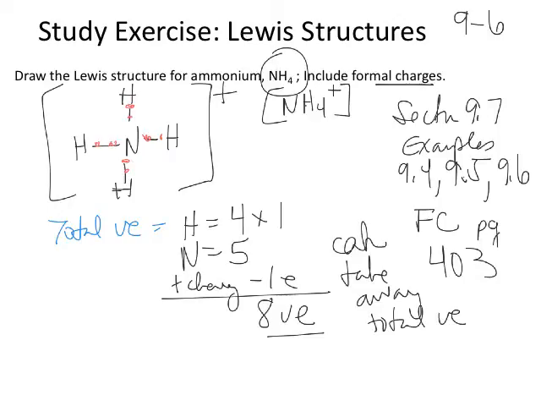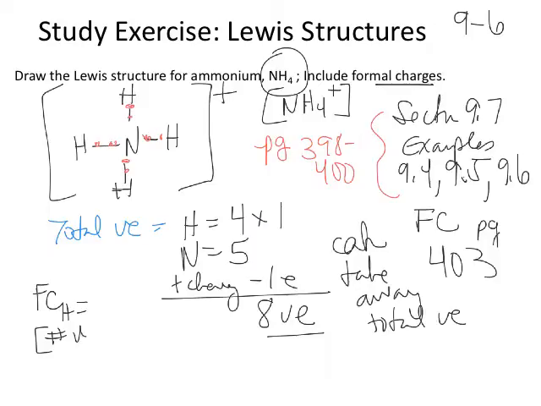Pages 398 through 400. I just wanted to give you the pages here. Now to do formal charge, you're going to do a formal charge for the hydrogen. So here we have the formula, which is total valence electrons minus the number of non-bonding, we'll just put NB, minus the number of bonding divided by 2.